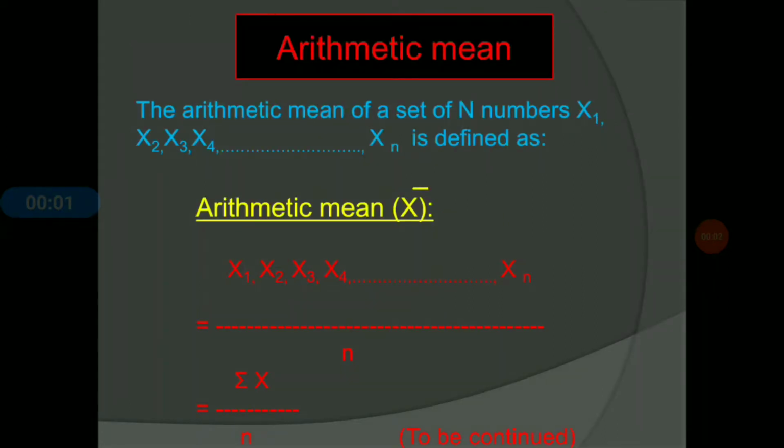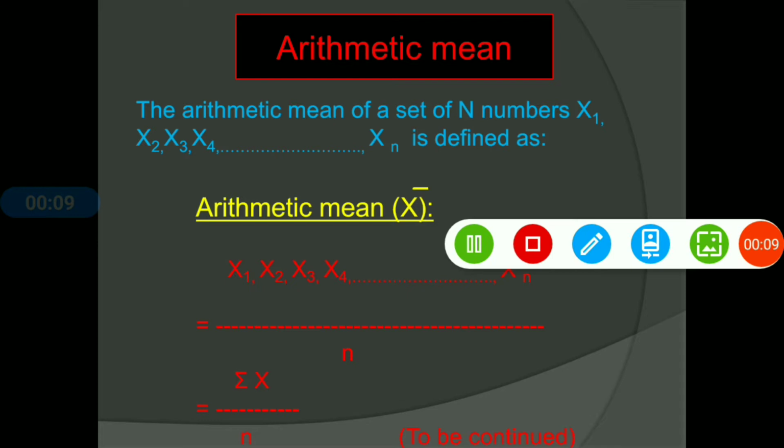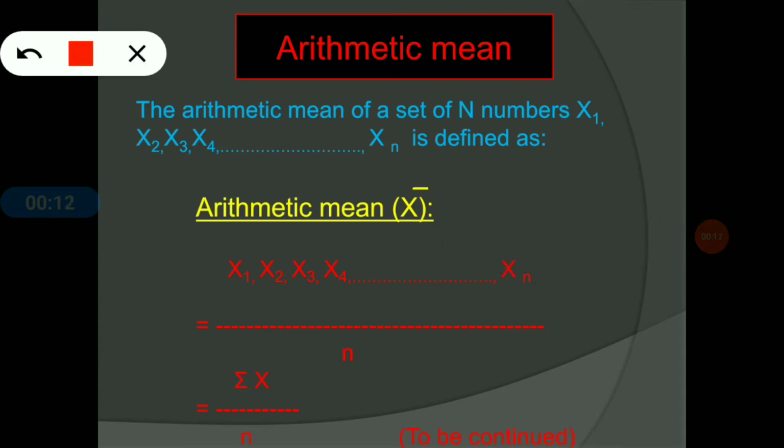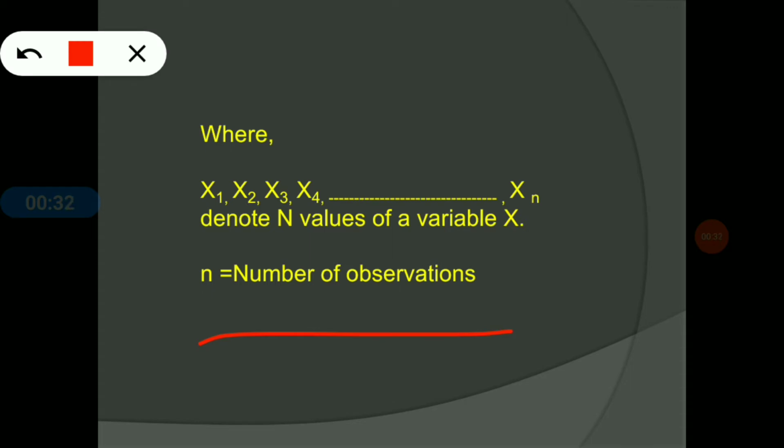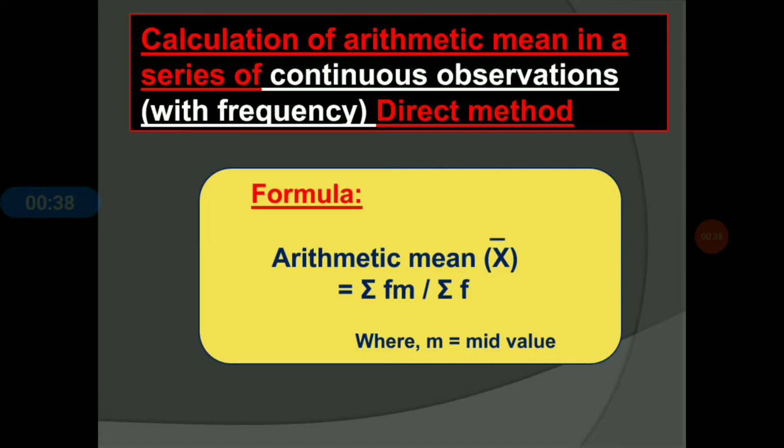So, here we can see the basic or primary formula of the arithmetic mean. The arithmetic mean of a set of n numbers x1, x2, x3, x4, ..., xn is denoted by x bar equals x1 plus x2 plus x3 plus ... plus xn, divided by n. That means summation x by n. Here n is equal to the number of observations, and x1, x2, ..., xn denote the n values of a variable. So, now going to the next slide.